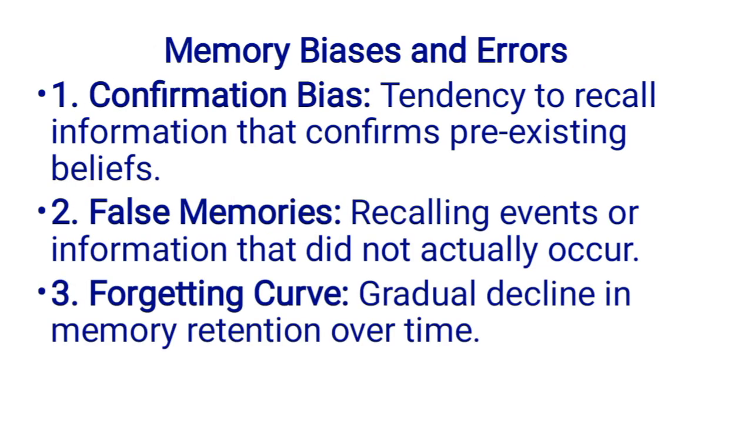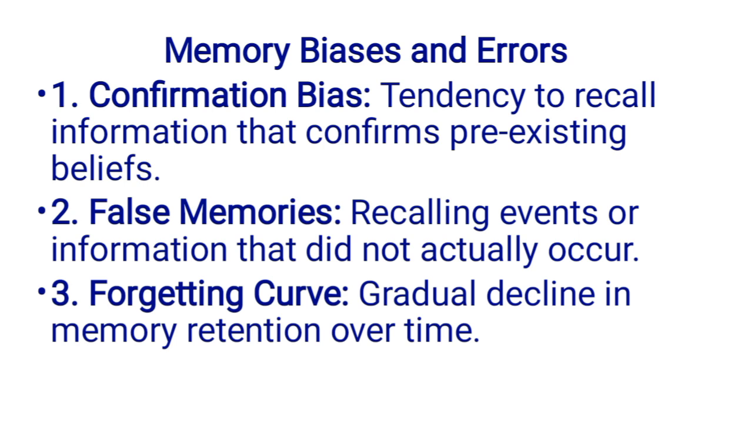Now, there are biases and errors that are also in memory. Number one, confirmation bias. That's the tendency to recall information that confirms pre-existing beliefs. So you can only sometimes remember the things that you have interest in.